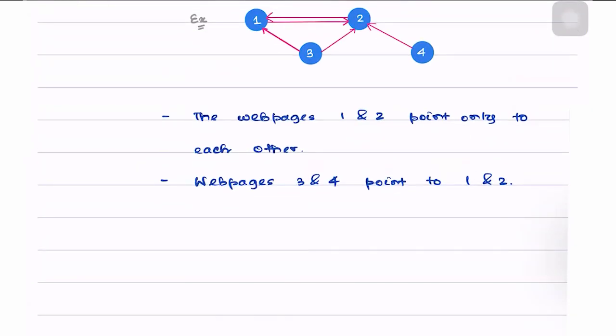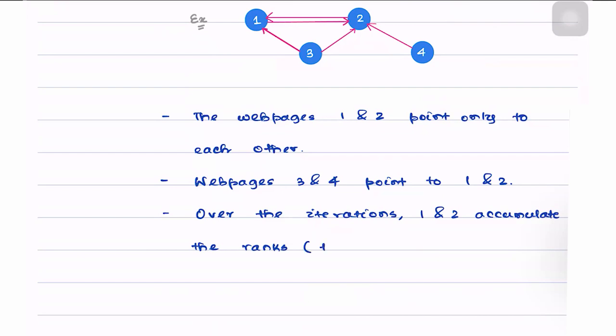So let's write it. Over the iterations, 1 and 2 accumulate the ranks. In other words, their scores keep increasing.